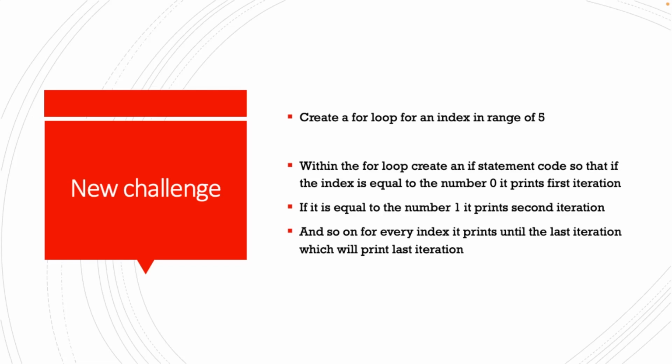Create a for loop for an index in range of 5. You usually write this down. So a for loop for an index in range of 5. Within the for loop, create an if statement so that if the index is equal to the number 0, it prints first iteration. If it is equal to the number 1, it prints second iteration, and so on and so forth for every index until the last iteration.